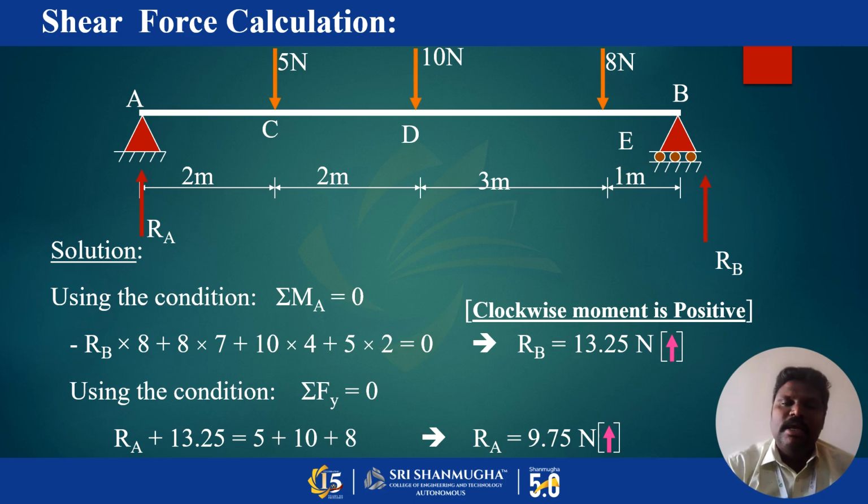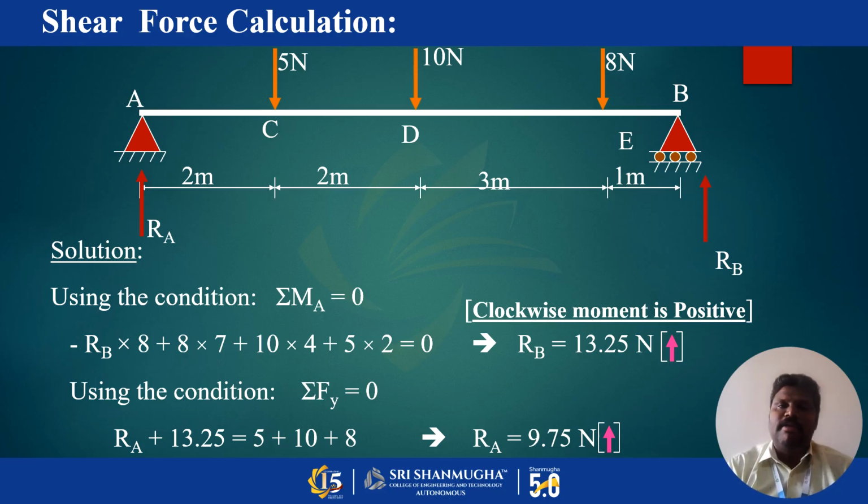The next is summation of vertical force equal to 0. In that, we should equate the upward force to the downward force. There are two upward forces, RA and RB, and three downward forces, the three point loads which are acting: 5, 10, 8. So totally about 23 Newton is acting downward, and RA and RB are acting upward. So the equation becomes RA plus RB is equal to 23 Newton.